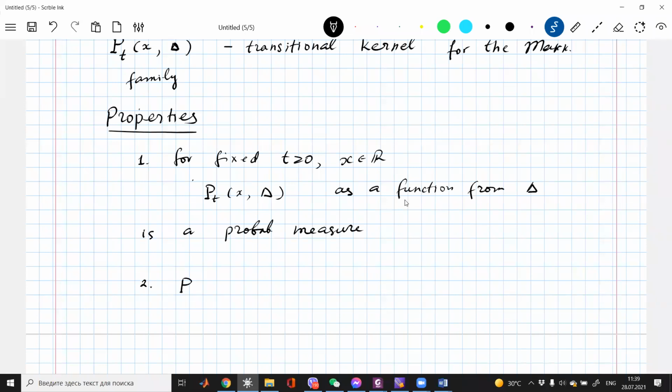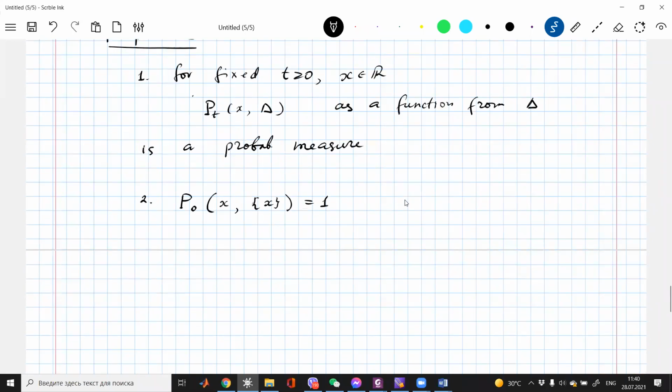Also, we know that this transitional kernel is such that for a zero time interval, we come from the point x to the set of one point x with probability 1. That means that the process starts from the point x. And the third property is a little bit harder to prove, but it is an analog, as I said, of the flow property of a dynamical system. So let me fix two points s and t and some point x in the real line, and Δ is a Borel subset of the real line.